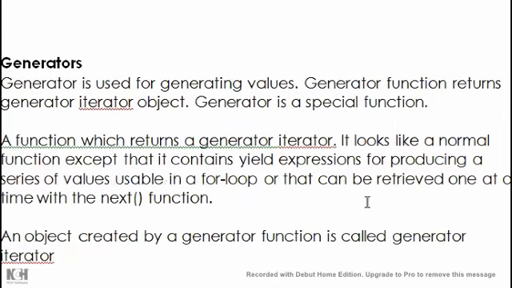But how does a generator function produce or return values? A generator function will not return values using the return keyword. It returns values by using which keyword? The yield keyword. Yield is a keyword, and the function which contains the yield keyword is called a generator function. That is how Python differentiates a normal function and a generator function.